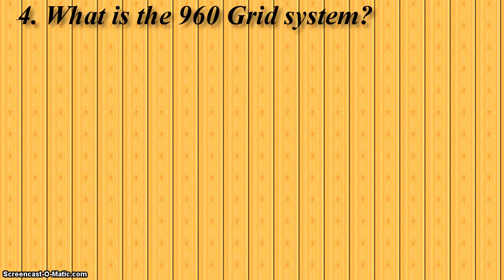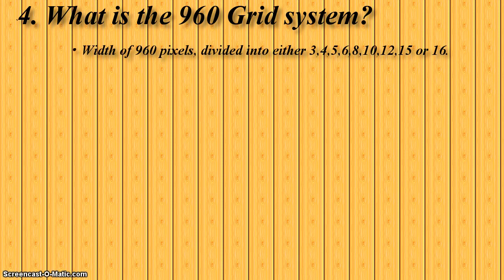Okay, so the fourth one is the last topic. What is a 960 grid system? A 960 grid system is a width of 960 pixels divided into either 3, 4, 5, 6, 8, 10, 12, 15, or 16.